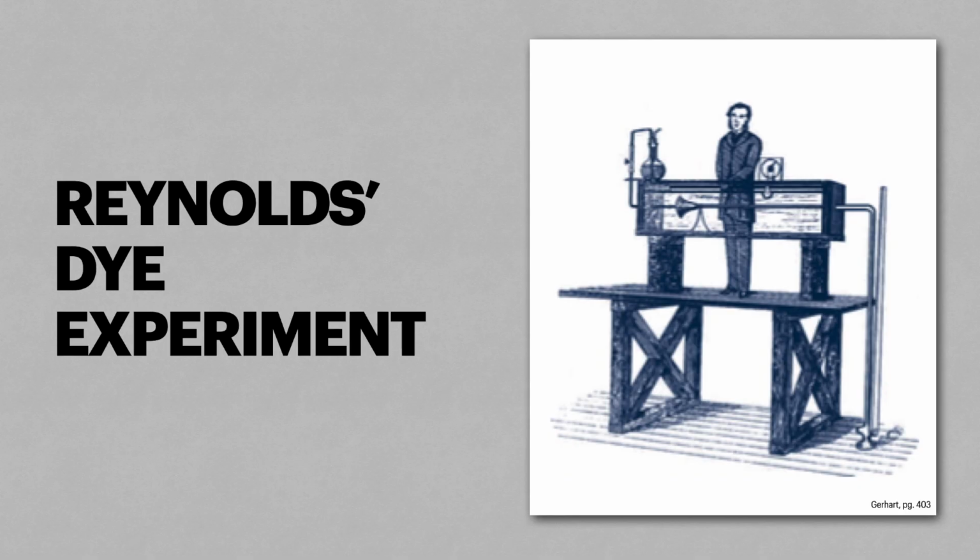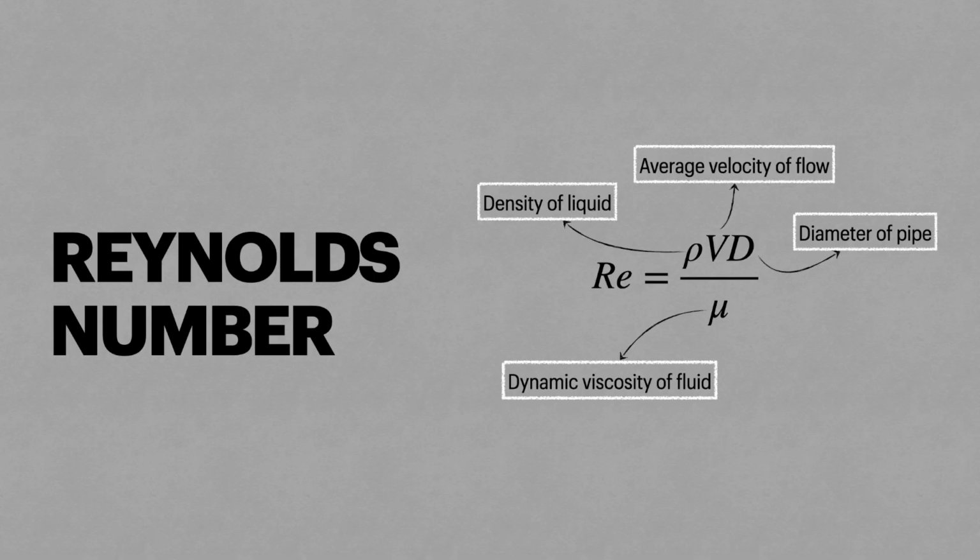Osborne Reynolds was the first scientist to ever make a distinction between the types of flows in pipes. He also defined the dimensionless parameter that is widely used in fluid mechanics when dealing with flows in pipes. It is called the Reynolds number, named after him. The Reynolds number is the ratio between inertial force to viscous force.